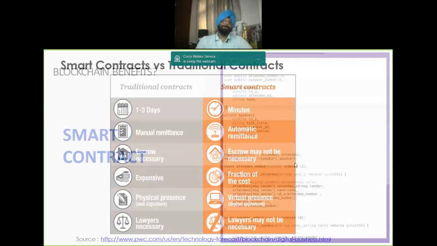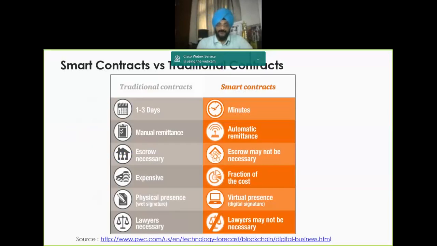Okay. So the advantage of the smart contract versus the traditional contract is that a normal contract takes 1 to 3 days to execute, whereas a smart contract you are able to execute within minutes. It's a mutual remittance. Here you are doing the automatic remittance. So the trigger goes off the moment you meet the condition. Otherwise, in a normal traditional way, you have to have an escrow which is necessary. In this case, you don't have any escrow in between any transaction.